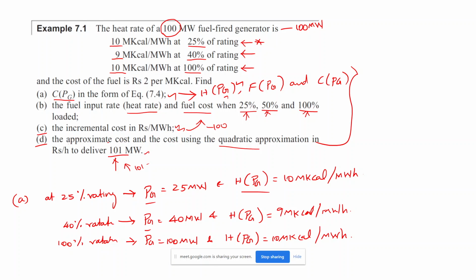Next thing is I need to find the A, B, C values. Okay, the next, please write this down before I change the slide. Please write down this question first. Change this A to find H(PG), to find F(PG), and to find C(PG).